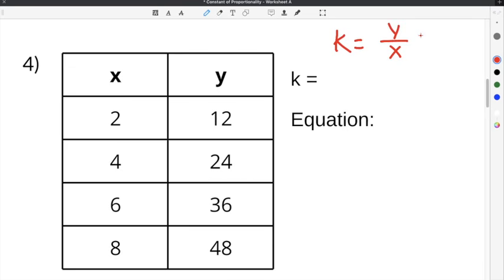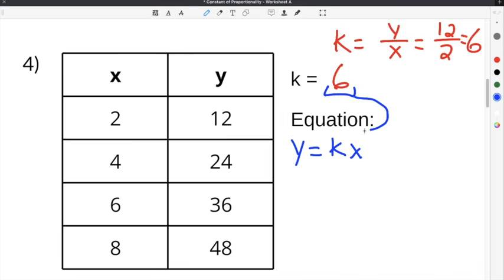We're going to take our first y value, which in this case is 12, and divide it by our first x value, which in this case is 2. So we do 12 divided by 2, and we get 6. So we know our constant of proportionality is 6. The equation is y equals k times x. We just found out that 6 is k, so we substitute 6 in for k. Now we have y equals 6x as our equation, and that is the solution to this table.